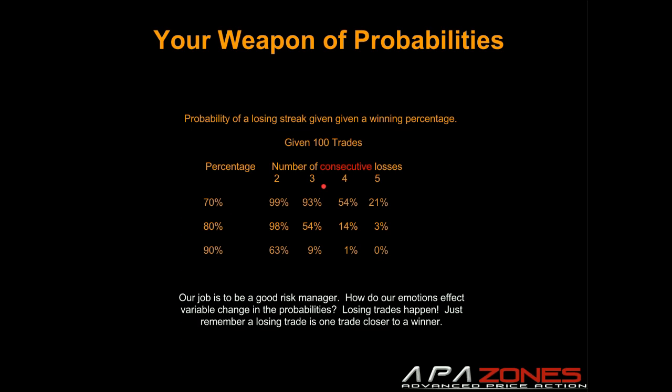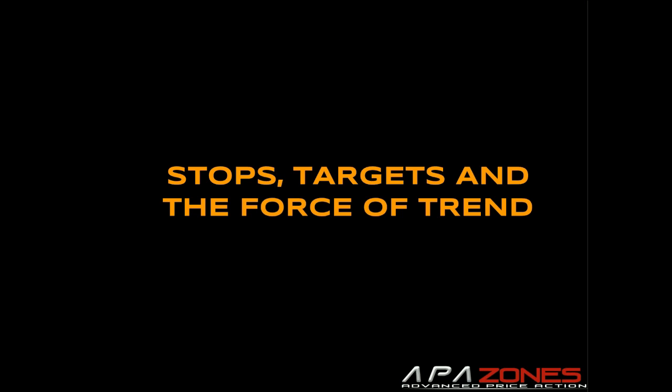what emotions pour through my head? Does it make me question what I'm doing? Does it make me question my strategy? This made it so clear as to what's going on. This is probably the most important thing down here: just remember that a losing trade is one trade closer to a winner. Every time I take a loss, I know that this is true, and it helps me stay in the right mindset instead of overtrading or trying to scalp into profitability or some crazy thing like that.